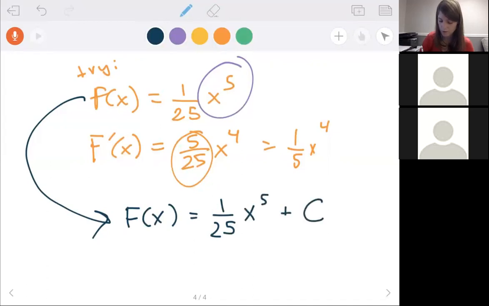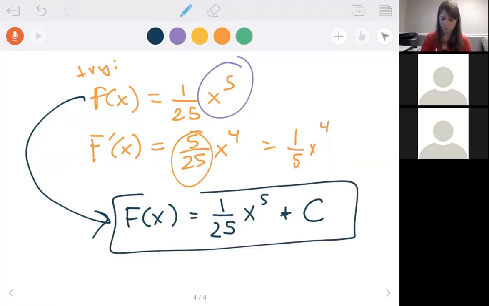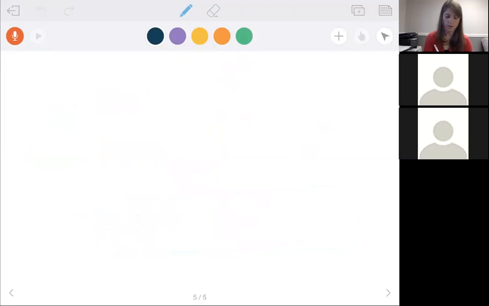So to do that, we just put a plus C, a plus general C. Okay, so it represents any constant, positive or negative, that we want to stick on there. So I'm going to give you guys 2 to try, and then we'll discuss.